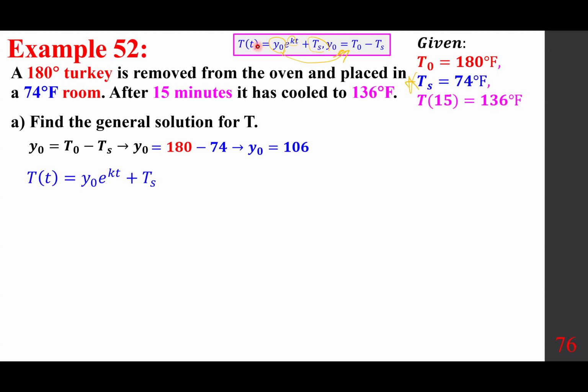Let's write it. For this formula, we have everything except k. So T of t is y sub 0, which is 106, e to the power of kt plus T sub s, which is 74. So practically we are done. The only thing missing is k. How do you find k? This last piece of information. If you replace the lowercase t, the time, with 15, the temperature becomes 136. And that will help us find the missing k.